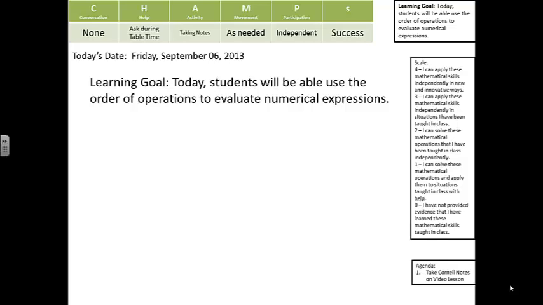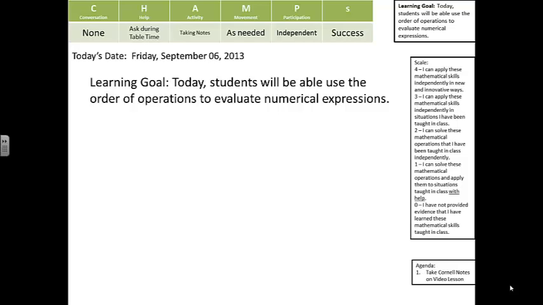We are going to start our next lesson. Today's learning goal is that students will be able to use the order of operations to evaluate numerical expressions. You remember our last lesson was about what numerical expressions were. Now we're going to evaluate them.